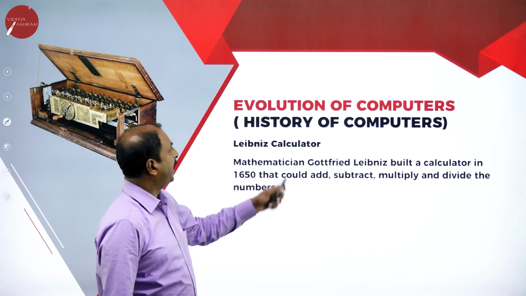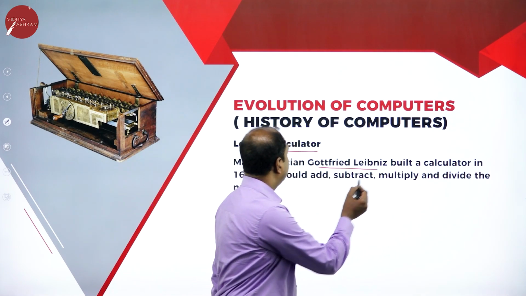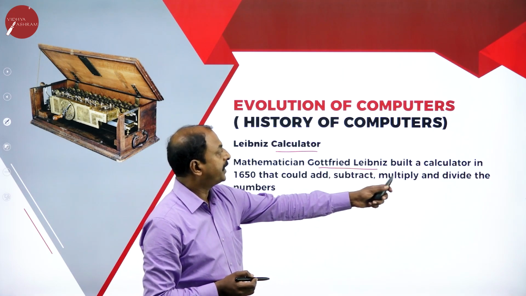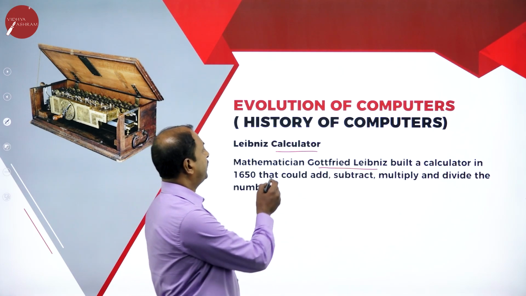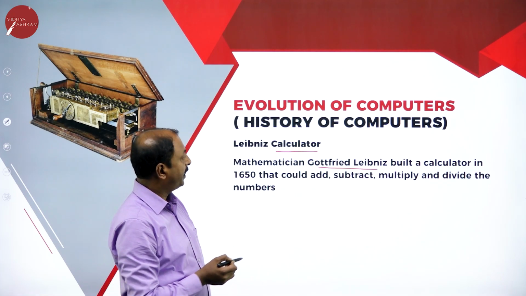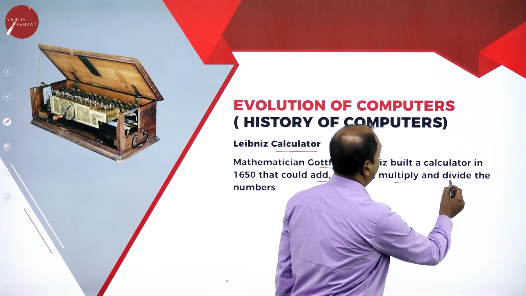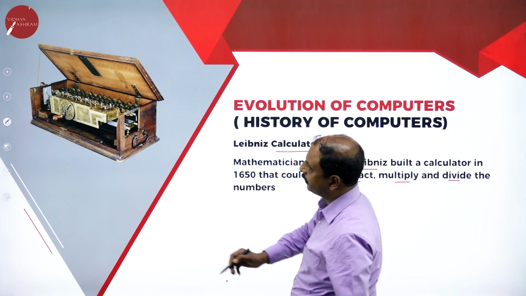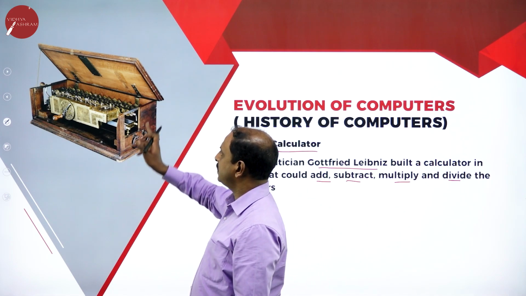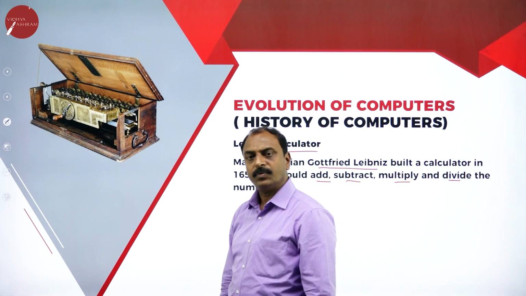This is the Leibniz calculator. Gottfried Leibniz was a mathematician. He built a calculator, and that is named the Leibniz calculator. With the help of this, they could add, subtract, multiply, and divide numbers. You can see the picture of this. See, this is the Leibniz calculator used for calculation.